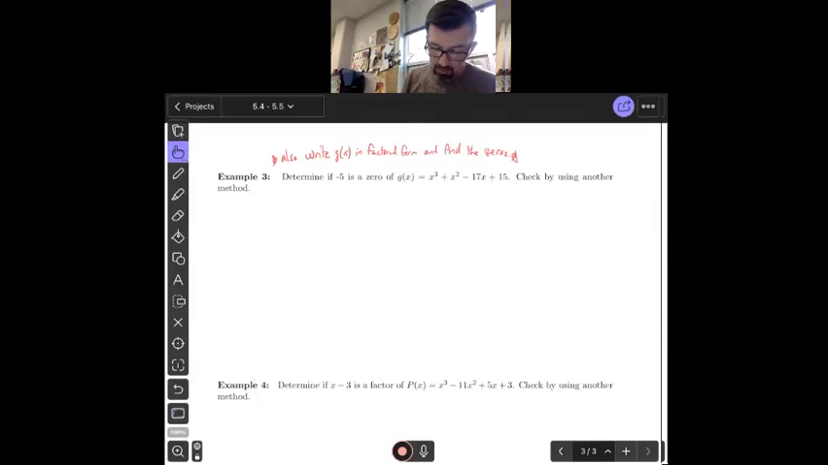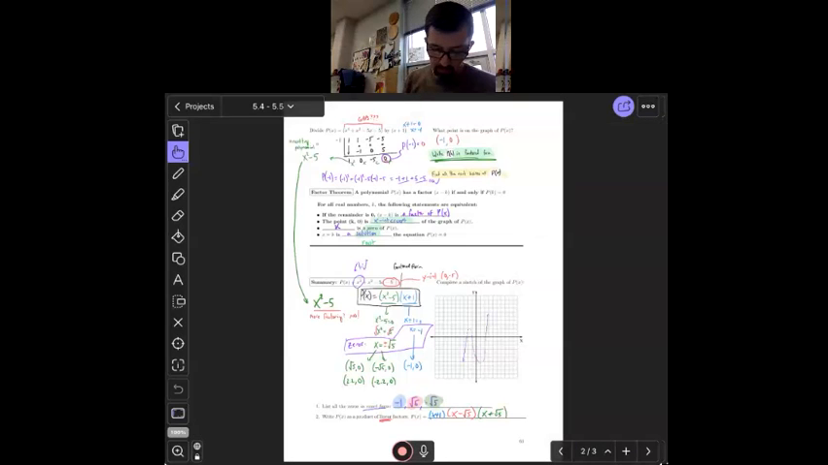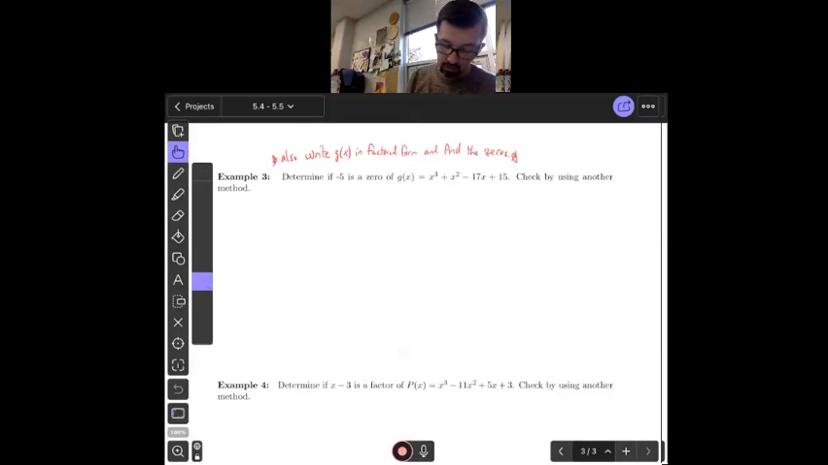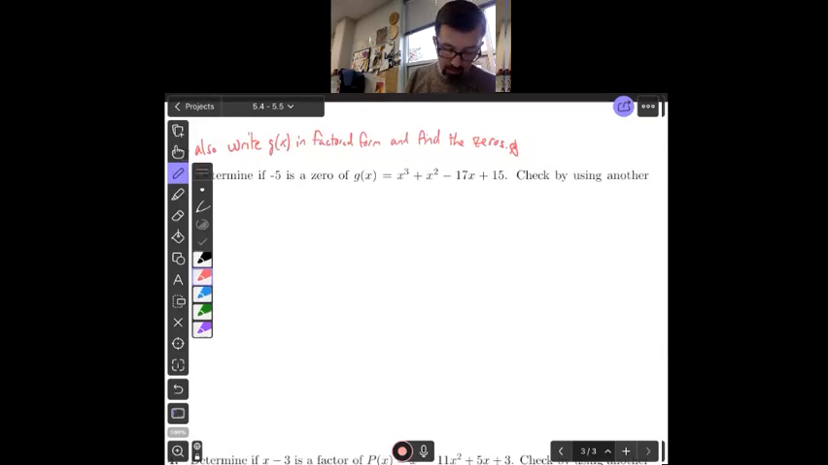But you check to see if something is a 0 using the factor theorem. Okay. k is a 0 if the remainder is 0 when you plug it in or when you divide it out. Okay, so we're going to use synthetic division to check that. What's different here is that they are giving us a 0. They're not giving us a factor. So other than that, it's pretty much the same. Check for gaps, but there aren't any. 1, 1, negative 17, 15.